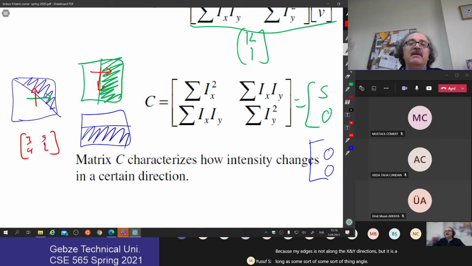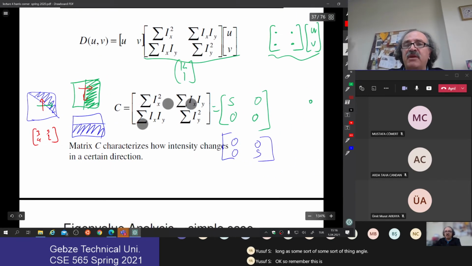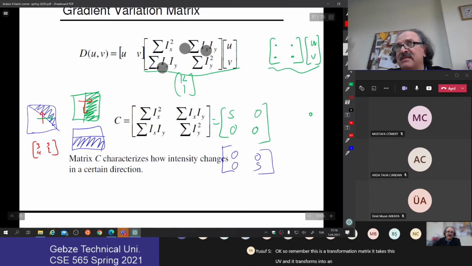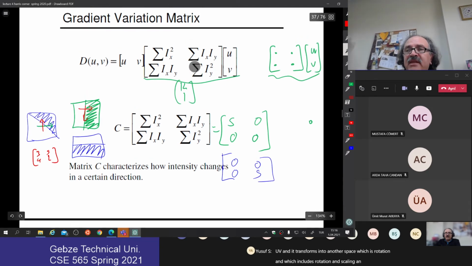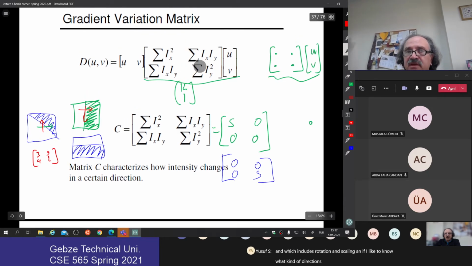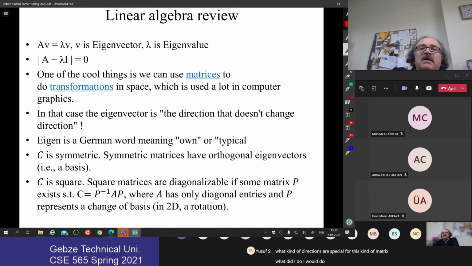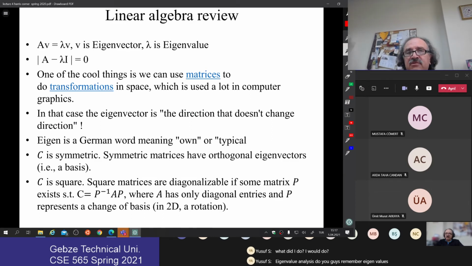Okay? So remember, this is a transformation matrix. It takes this UV and transforms it into another space, which includes rotation and scaling. And if I'd like to know what kind of directions are special for this kind of matrix, what would I do? I would do eigenvalue analysis. Do you guys remember eigenvalues? Eigenvectors, eigenvalues? A little bit. So it is not a very difficult thing actually.